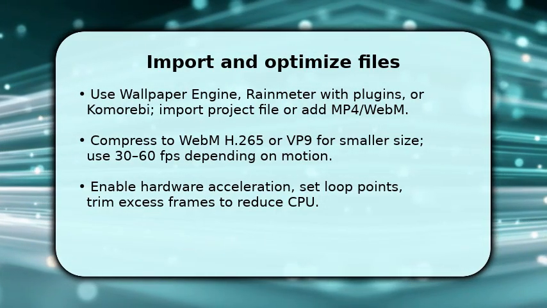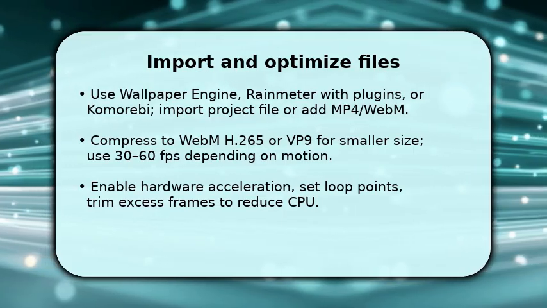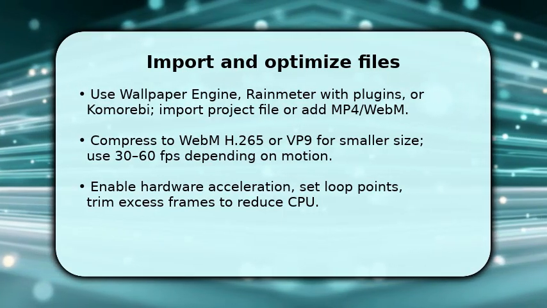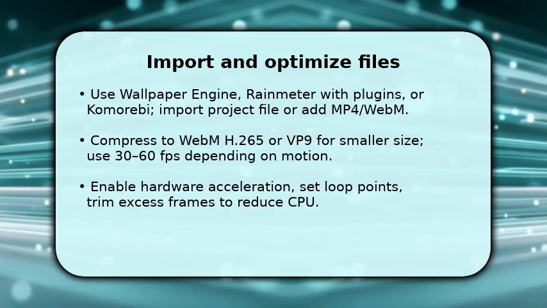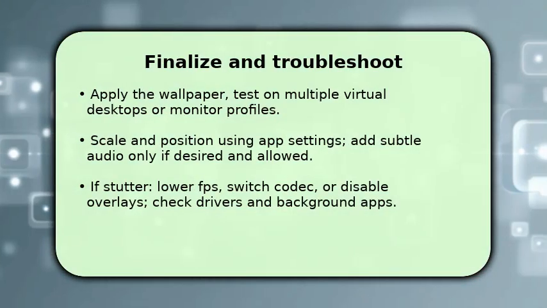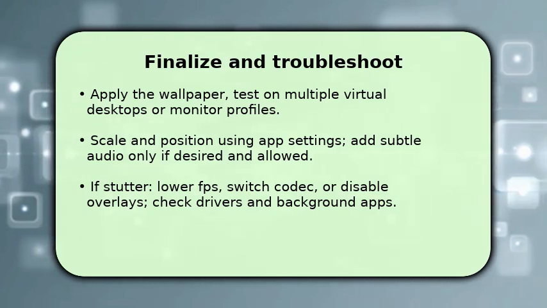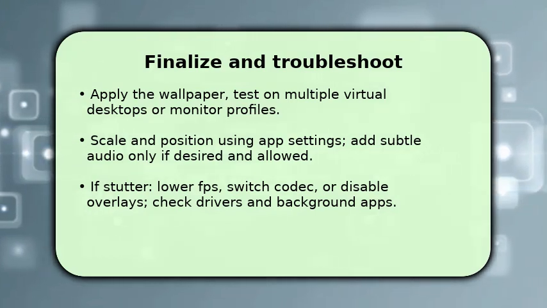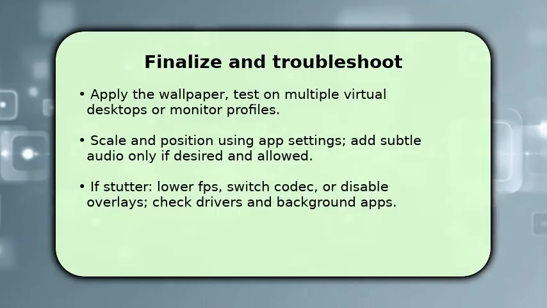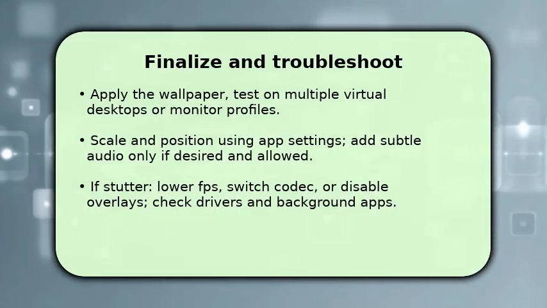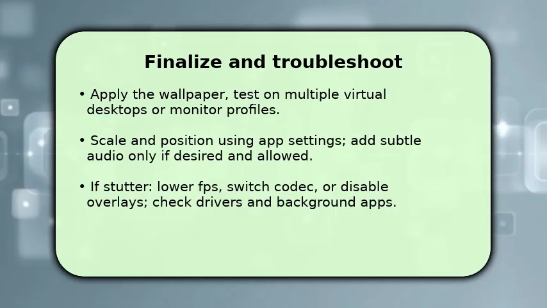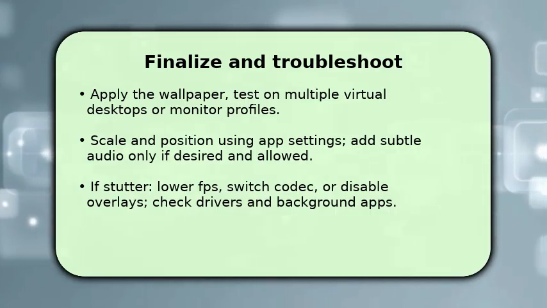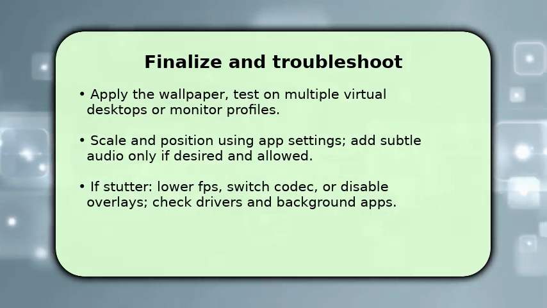Enable hardware acceleration in the app so decoding happens on the GPU. And set precise loop points and trims to eliminate stutter and wasted CPU. Finish by applying the wallpaper and testing it across any multi-monitor or virtual desktop setups you use. Adjust scale and position from the app so key animation areas aren't cropped, and only enable audio if you want continuous sound and your OS allows it.